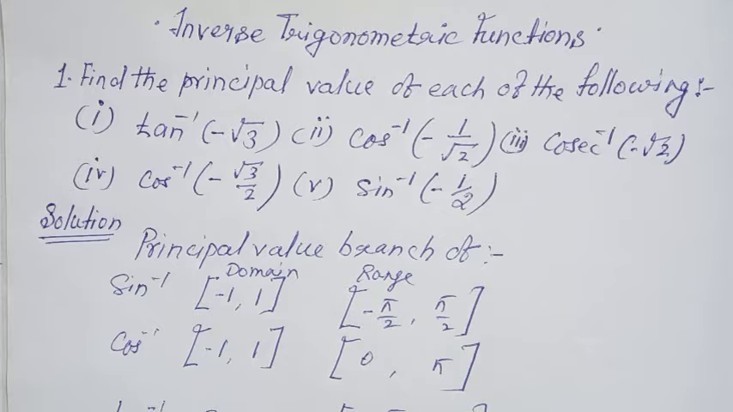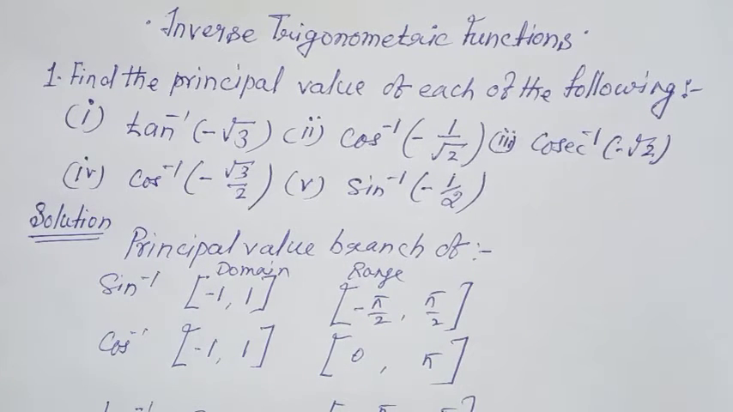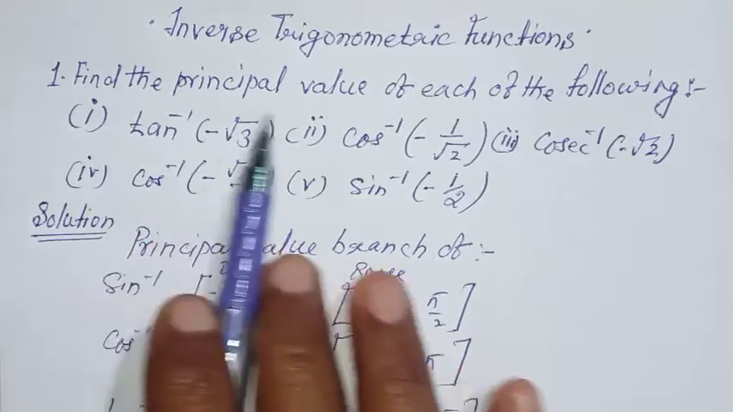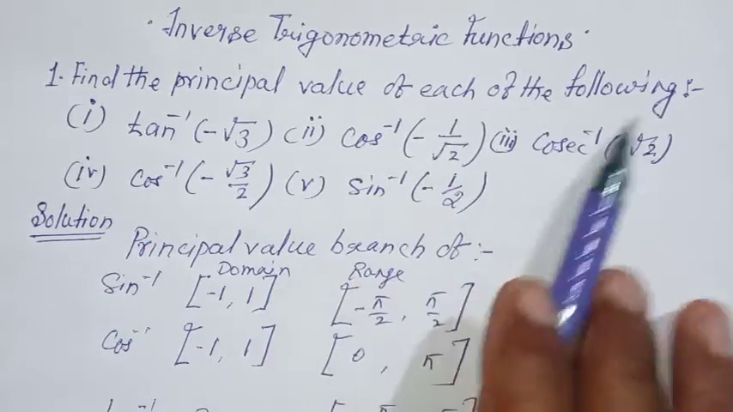Hello students, let's start inverse trigonometrical functions, which is from class 12, chapter 2.1. How to solve this type of sum if you get it like this? The principal value of each of the following.